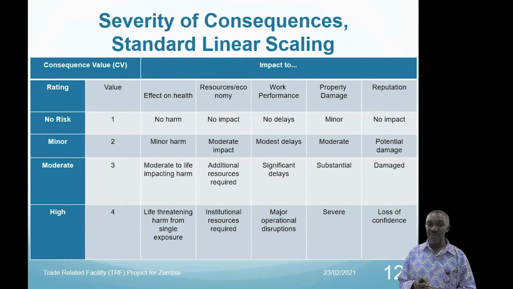So we can put those, as you can see. For instance, if we are saying no impact in terms of human health, then it has no harm. The minimum impact has minor harm. Then moderate has moderate to life-impacting harm. Then high impact, or high consequences, we are saying this is life-threatening harm from a single exposure.